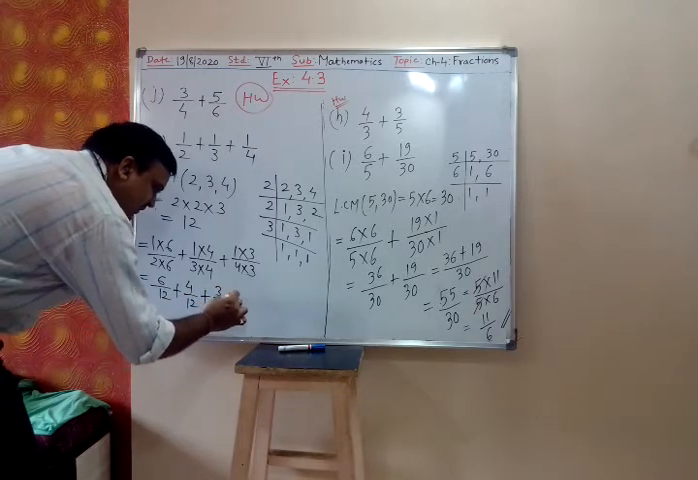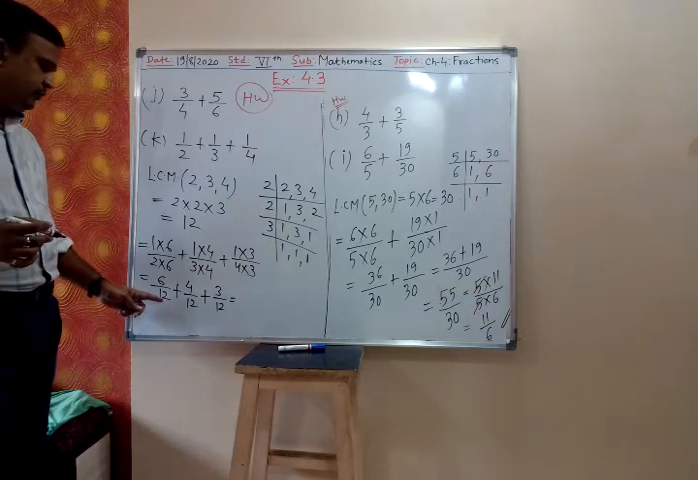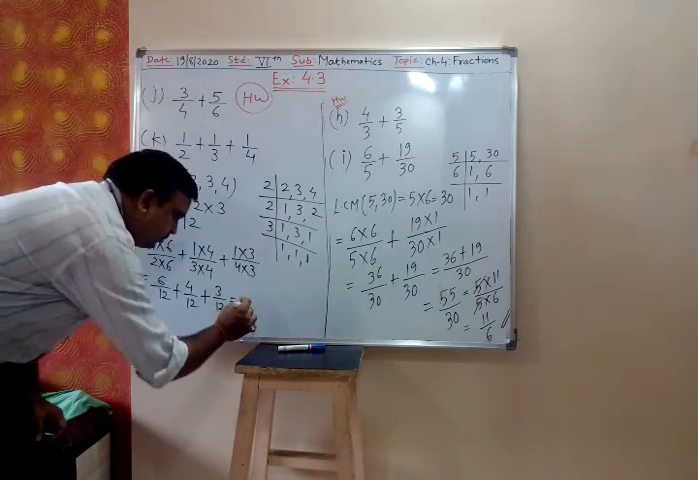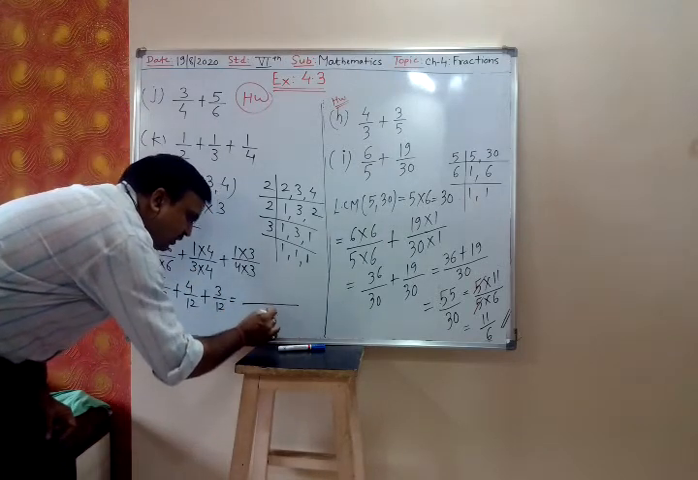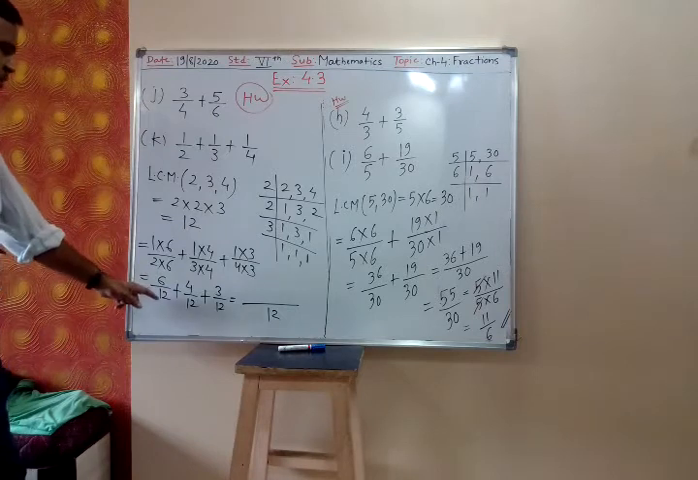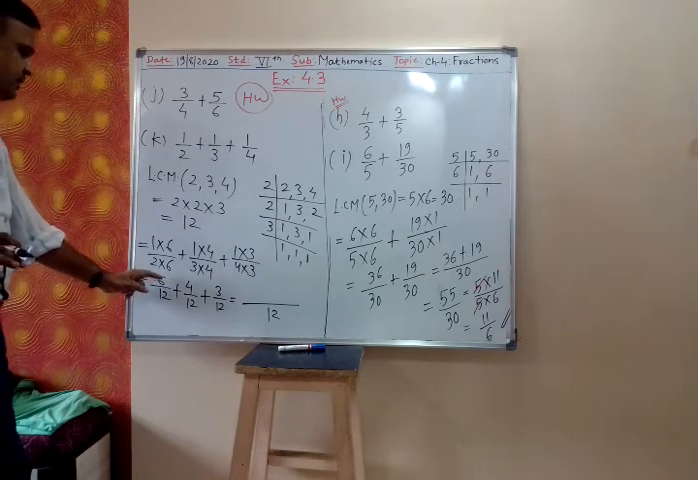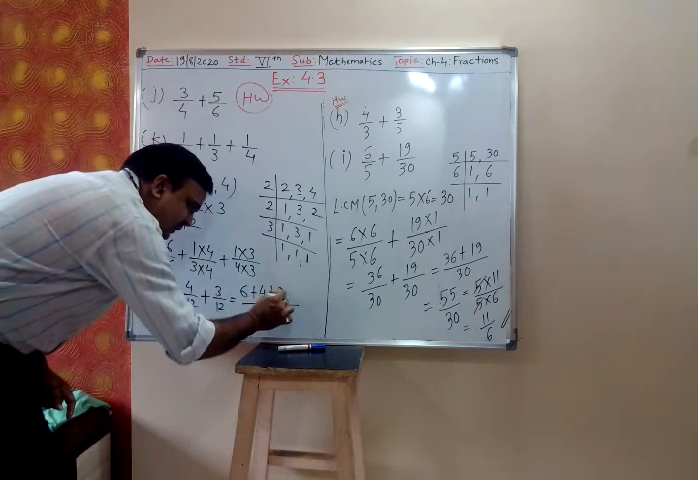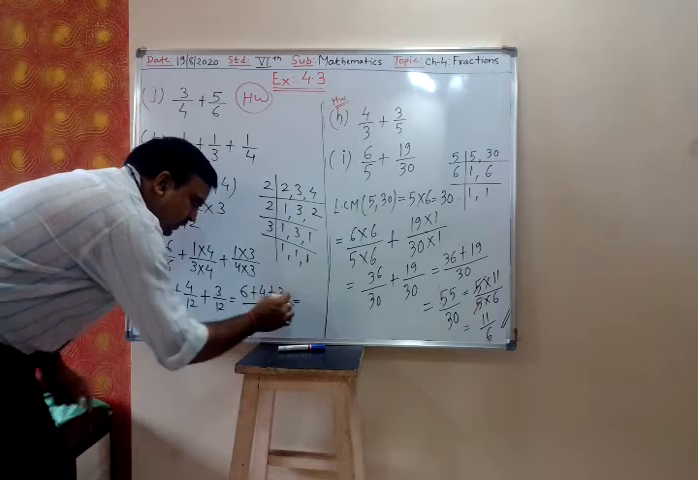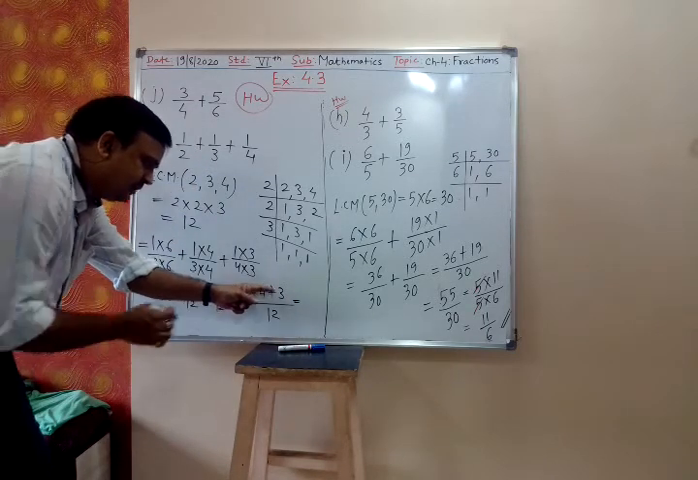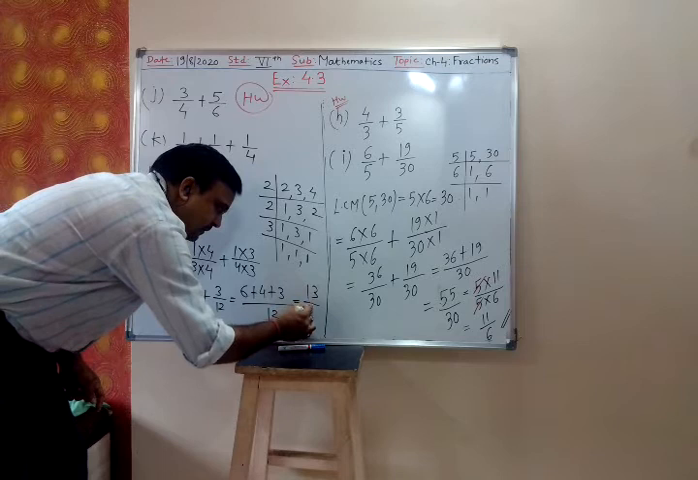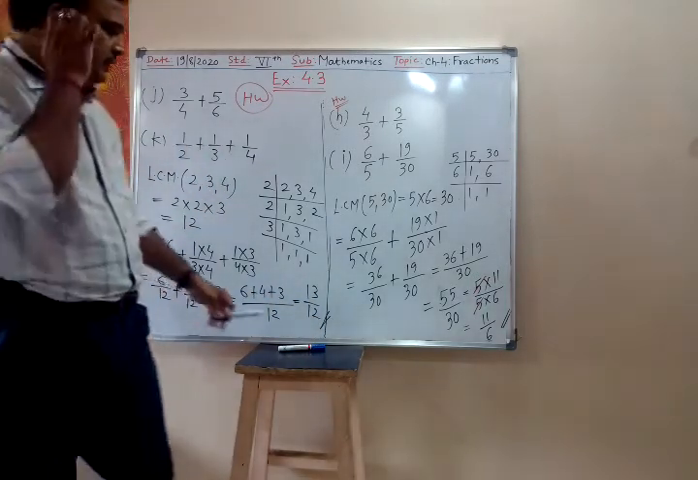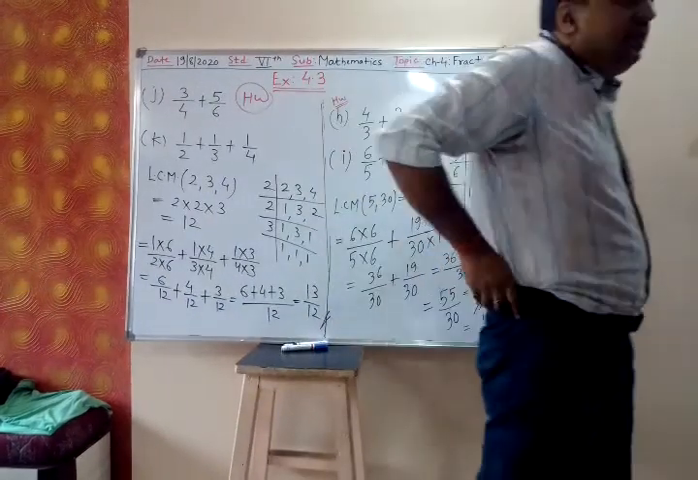Now all are like fractions. Denominator is 12, denominator is 12, denominator is 12. So I will take the denominator common, 12, and then I will add the numerators: 6 plus 4 plus 3. 6 plus 4 is 10. 10 plus 3, 13. 13 upon 12 is the answer. There is nothing common, so the answer is 13 upon 12.